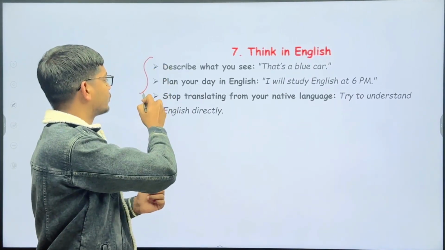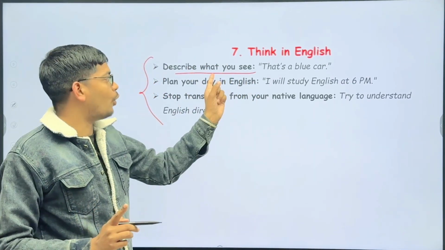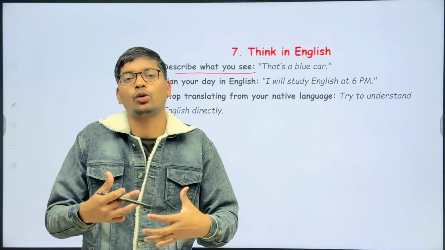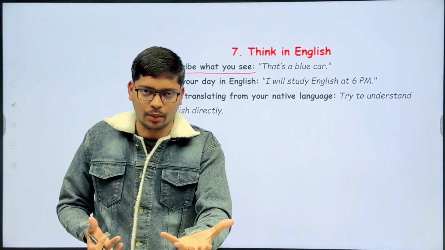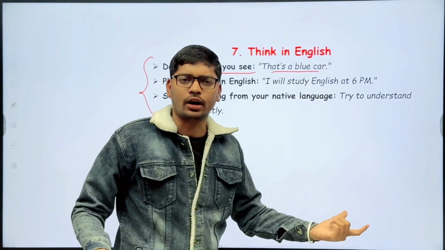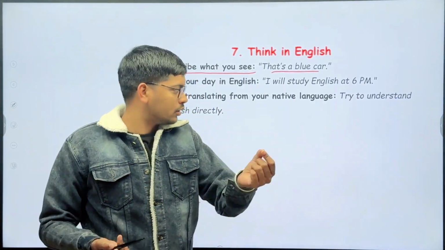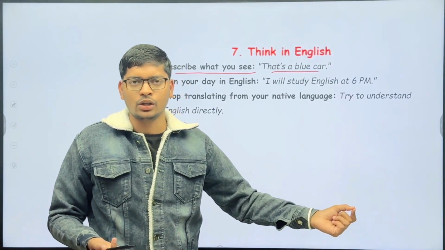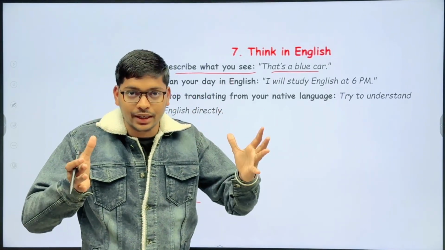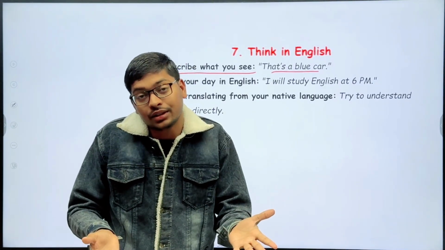For example, here are also 3 points. Describe what you see. You describe in English, and your mind will automatically work on English grammar and English vocabulary words also. For example, that's a video camera. This is a marker. This is the digital board. Whatever you see, you can speak. You have to think in English whatever you see. This is a very simple thing. You can do it easily.